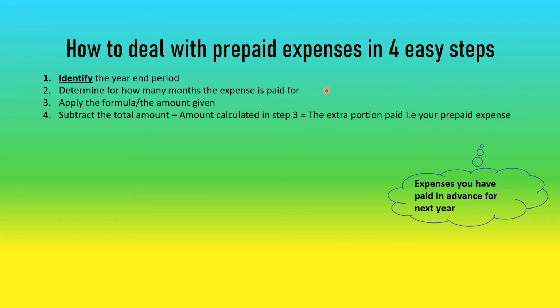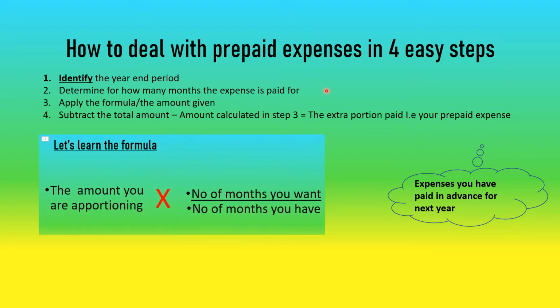Number 2, determine for how many months the expense was paid for. Number 3, apply the formula that we were talking about in the previous slide. Number 4, subtract the total amount minus the amount that you calculated in step 3, which will give you the extra portion that you've paid for your prepaid expenses.